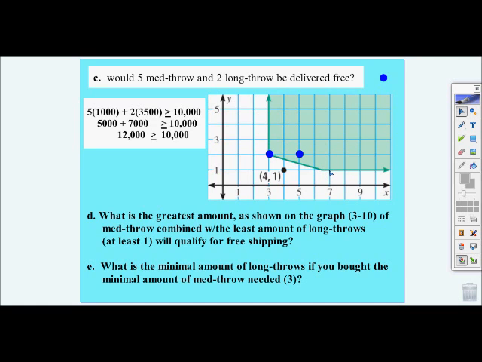If money was no object, we could continue to buy more and more of the medium ones because we have satisfied our at least one of the long ones. This then concludes the lesson on systems of linear equations and inequalities we dealt with.